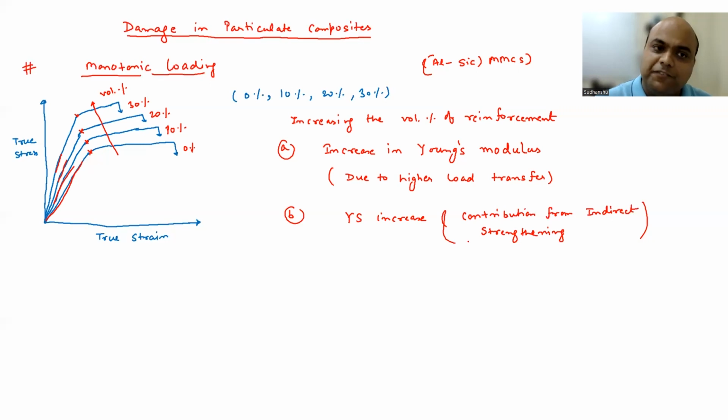Overall, if you see, the stiffness is higher for MMC than its monolithic counterpart, right? Young's modulus is higher, right? Similarly, yield strength is also higher for the composite than its monolithic part. That is also one of the observations you can make. Second, increasing the volume percentage in MMC is also going to increase the Young's modulus as well as the yield point. Okay.